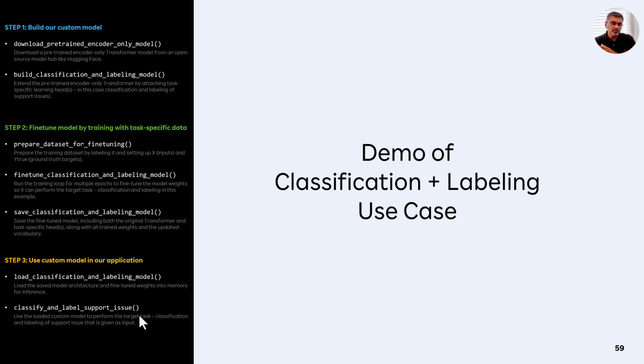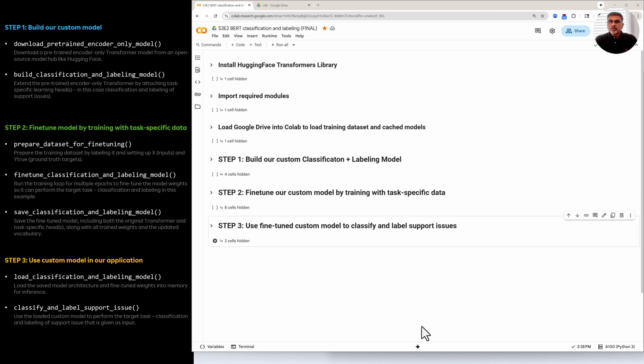So I've actually built the rest of the demos in this episode also using the same structure. All right. So I've implemented a Google Colab notebook to demonstrate how you would build your own custom model to do multi-class classification and labeling as well as actually do the inferencing.